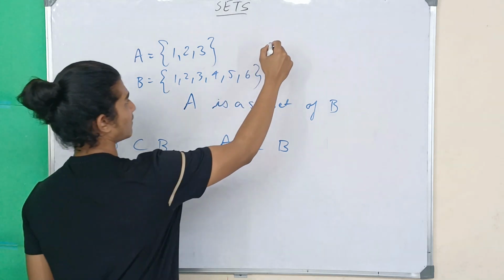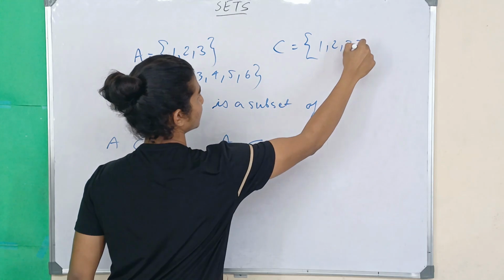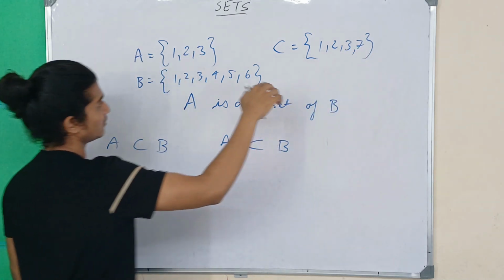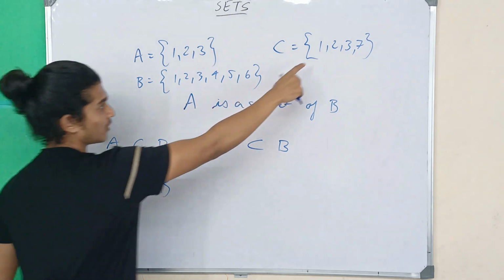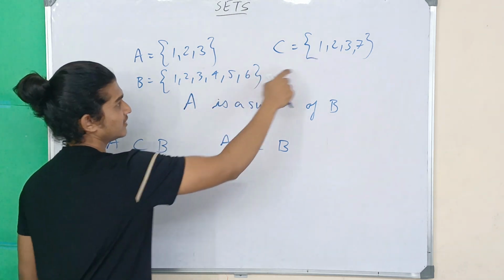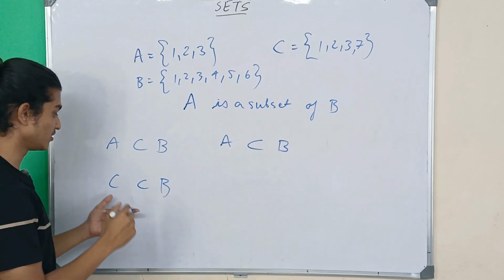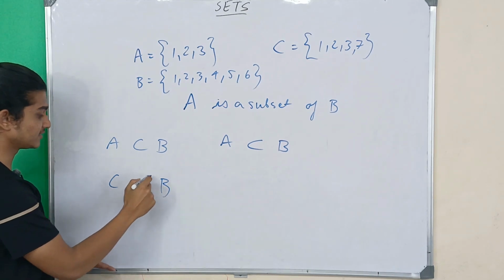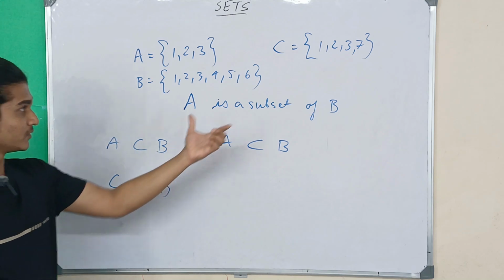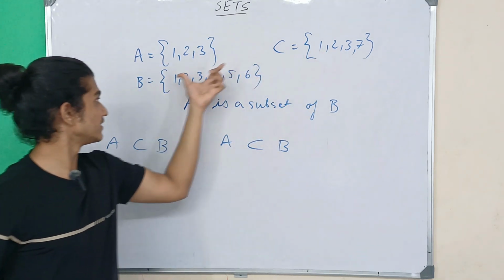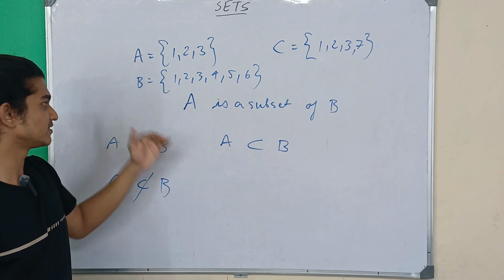Now imagine I have C equal to {1, 2, 3, 7}. Can I say C is a subset of B? Let me just check. Is 1 there? Yes. Is 2 there? Yes. Is 3 there? Yes. Is 7 there? No, 7 is not there. So from this, I can say C is not a subset of B. A subset is basically when every single element of this set is there inside the big set, which means it is a subset of that set.